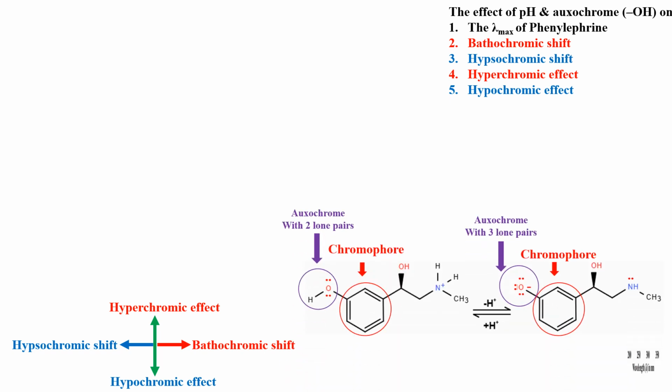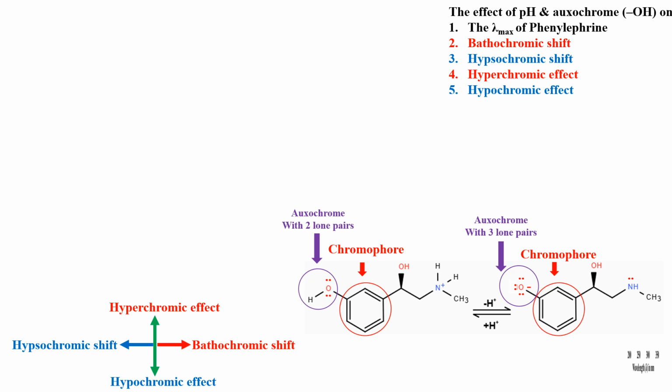Now before I explain the UV absorption spectra of the phenylephrine drug molecule under different pH conditions, I would like my viewers to have a thorough understanding about the structure of this phenylephrine molecule. When you observe the structure of phenylephrine, you find the presence of chromophore in the form of benzene ring and the presence of OH group, which is seen as an auxochrome. Now there are structural changes in the phenylephrine drug molecule under acidic and basic conditions.